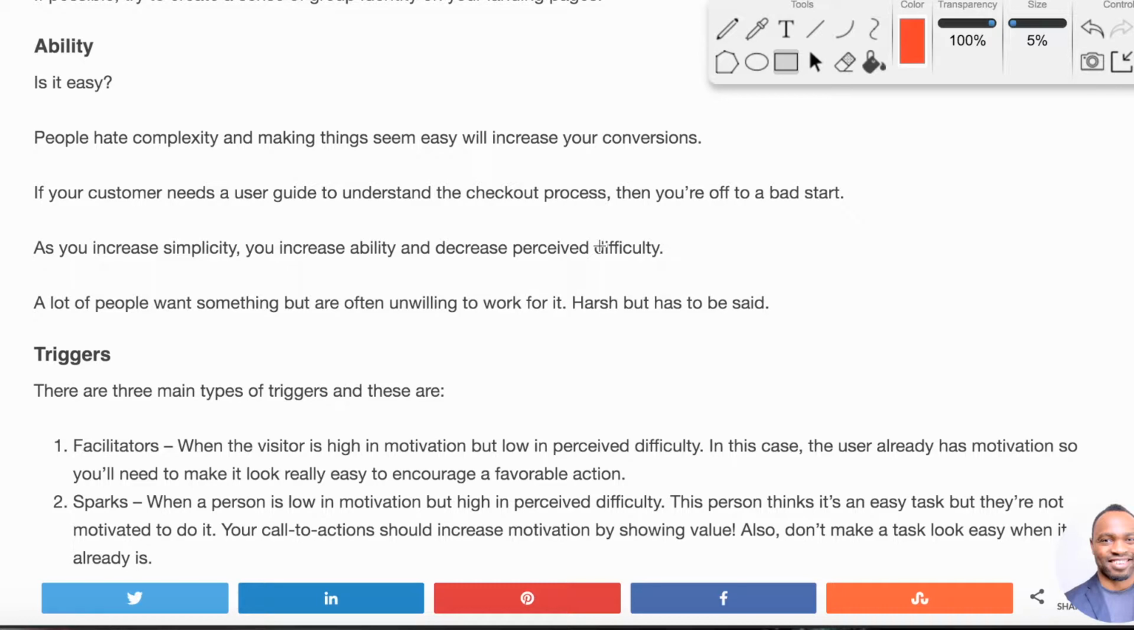Now, ability. Is it easy? Most people hate complexity. So when you make things look really easy, you usually increase conversions. Now, if you're not familiar with conversions, it just means, for example, if 100 people visit your website and one person buys from your website, then your conversion rate is 1%. I just wanted to put it out there because someone asked me a question like that last week, just in case anyone else has that question.